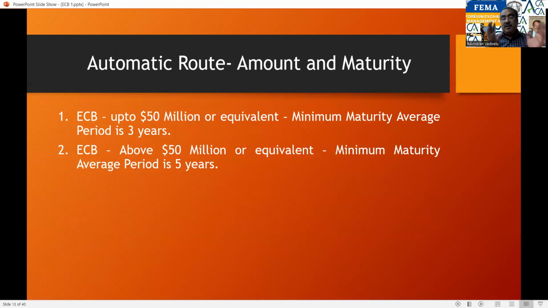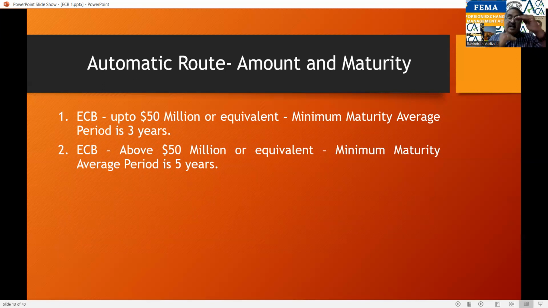And what is the amount and maturity? You can get up to $50 million by way of ECB. Yes, it is allowed, but the minimum average maturity period of the loan is 3 years, so within 3 years you have to repay. Suppose it is in pounds, you can get it; even from Swiss francs you can get the money, but everything should be equivalent to $50 million.